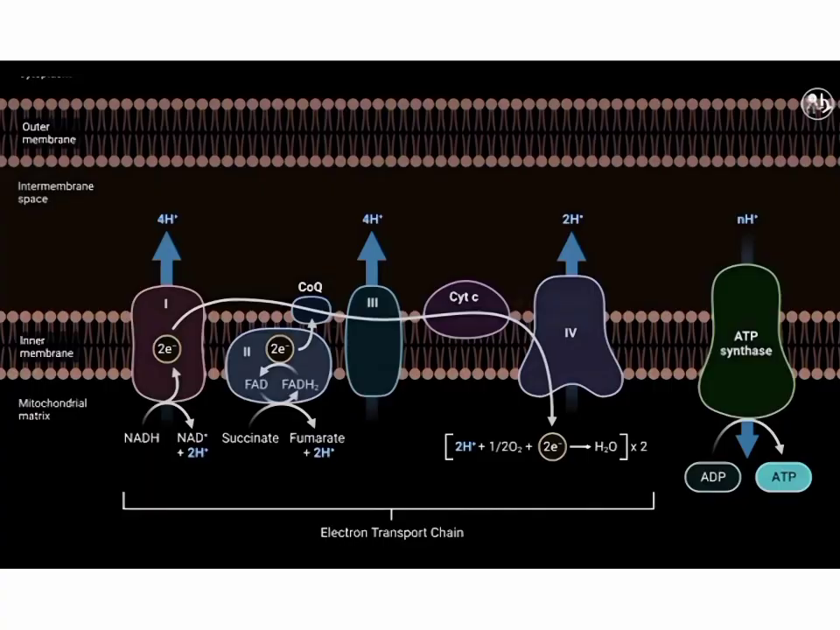The electron transport chain is the final stage of cellular respiration and photosynthesis, and it produces most of the ATP in the eukaryotic cell.